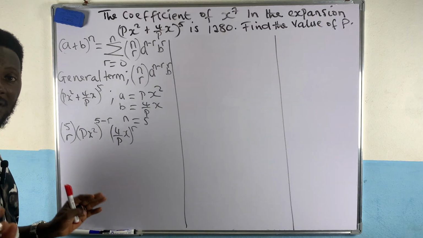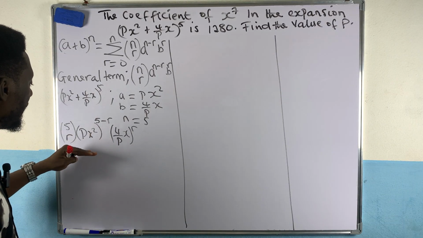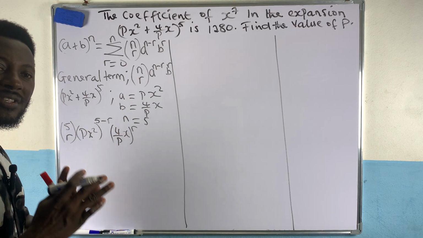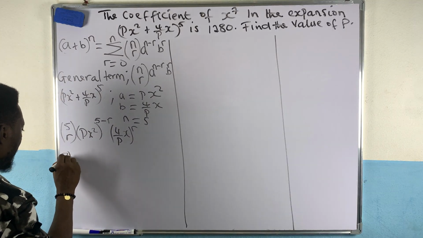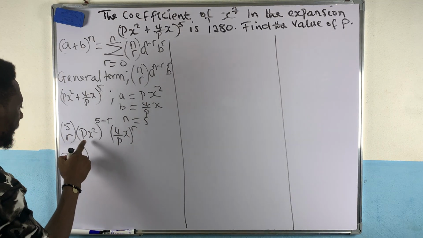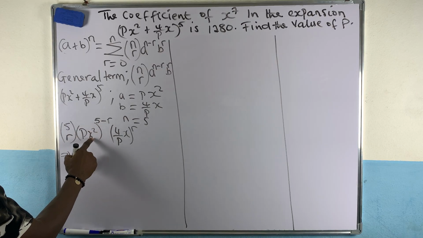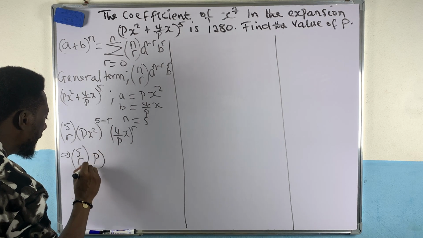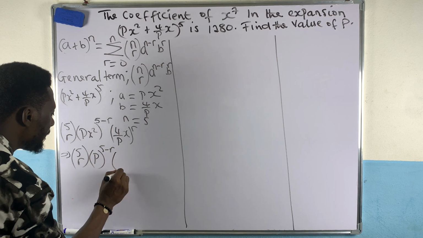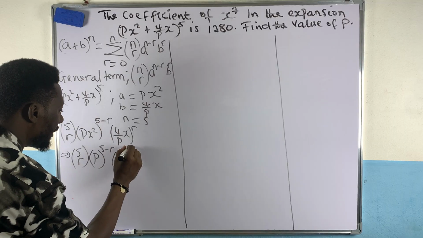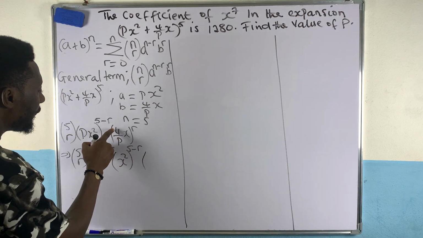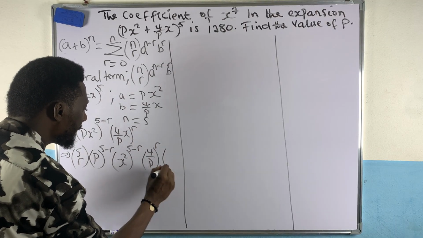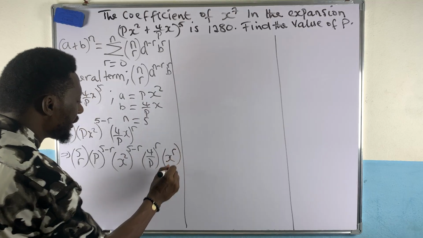So, like I said in the beginning of the video, the method of handling this kind of question is to isolate the variable x. That will make the variable x stand alone. So I'll proceed by saying that this is 5 combination r. p is raised to the exponent 5 minus r. x squared is also raised to the exponent 5 minus r. So we can write this as p raised to 5 minus r times x squared raised to 5 minus r, times 4 over p raised to exponent r. So we can write it as 4 over p to the r. Then x is also raised to exponent r.